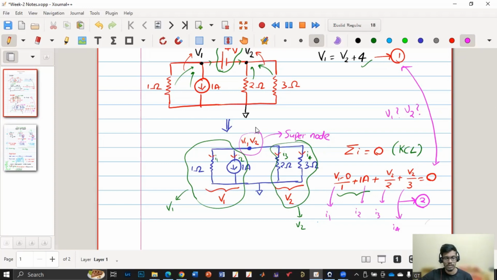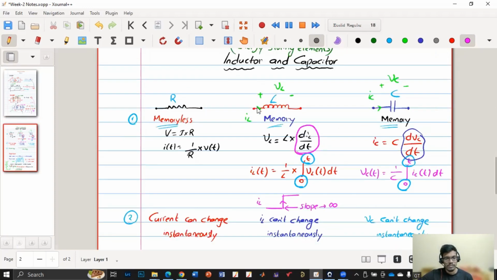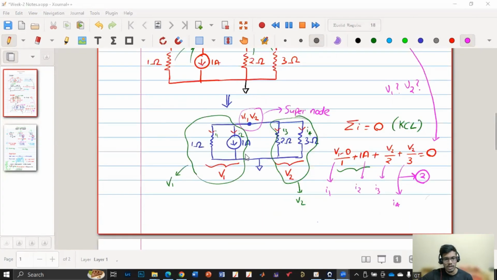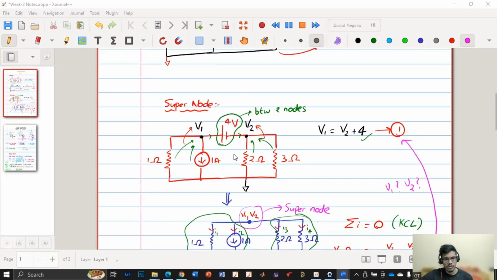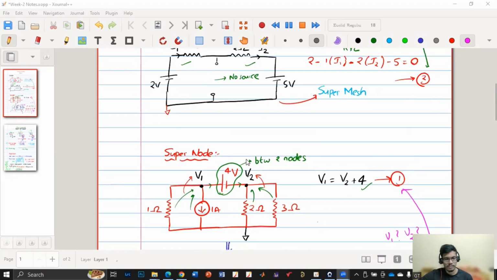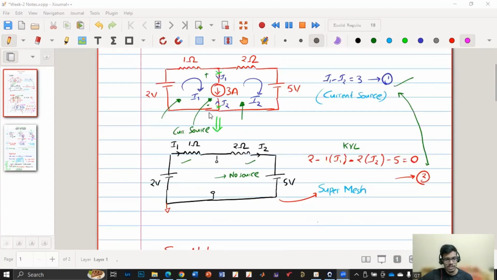Yes, sir, clear. But what if more than 2 meshes are available? We can do the same. This is for one such current source. If there are two such current sources, then you have to remove this current source and that current source, and you have to apply the KVL. Then how many equations will you need? Say there is another current source here.